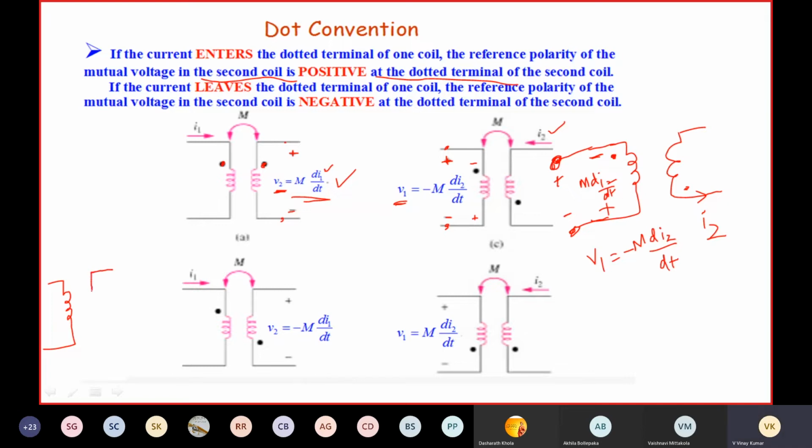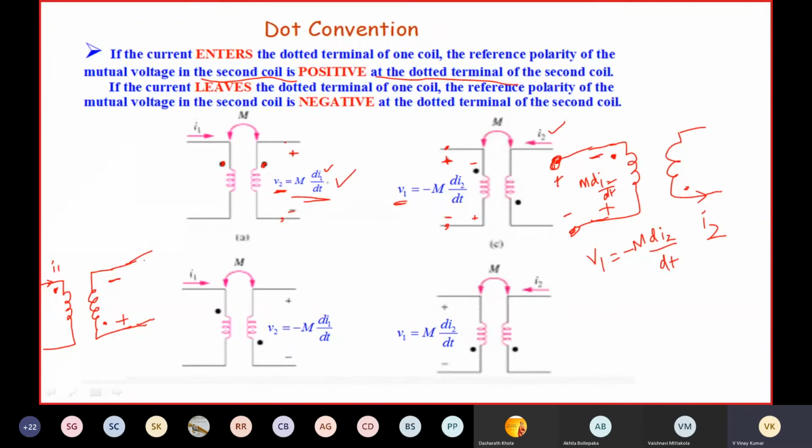You may get confused, so I'm drawing separately. Okay, dot is placed here. Again, dot is placed here. With I1, we are going to find the voltage induced in coil 2. Current is entering the dot terminal in coil 1. Current entering means the mutual induced voltage in coil 2 will be positive at the dotted terminal. So this will be positive at the dotted terminal, and this will be negative.